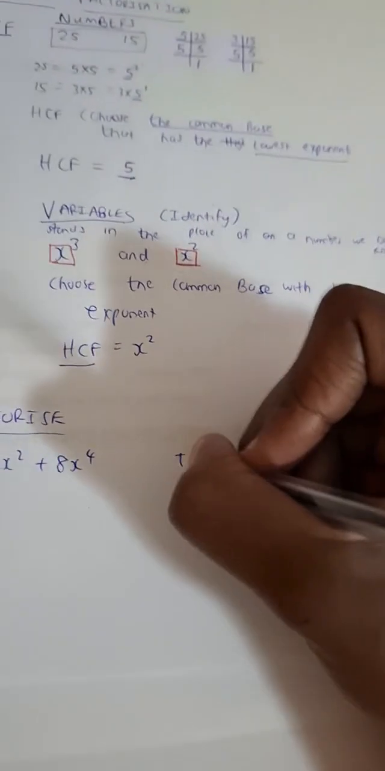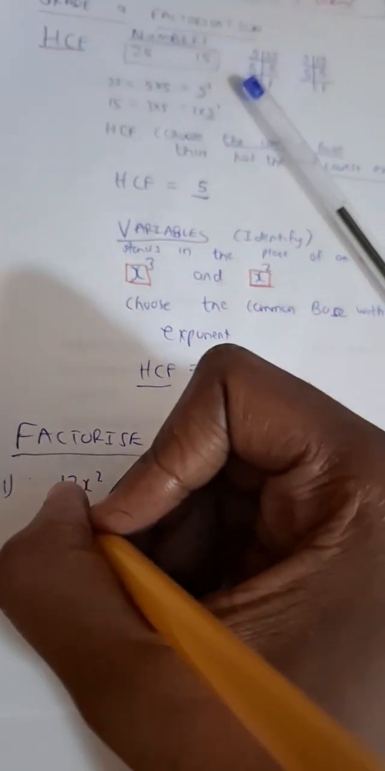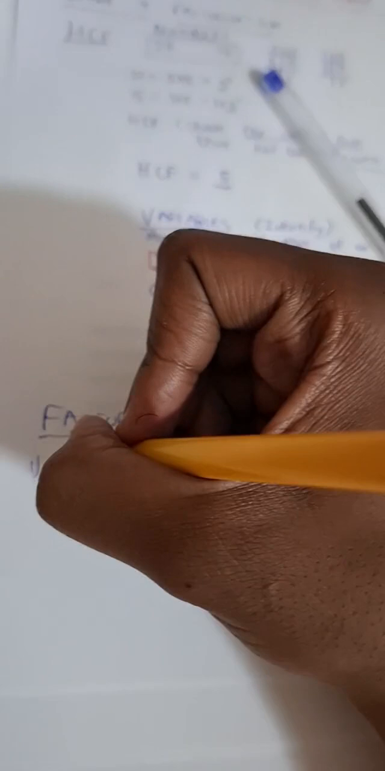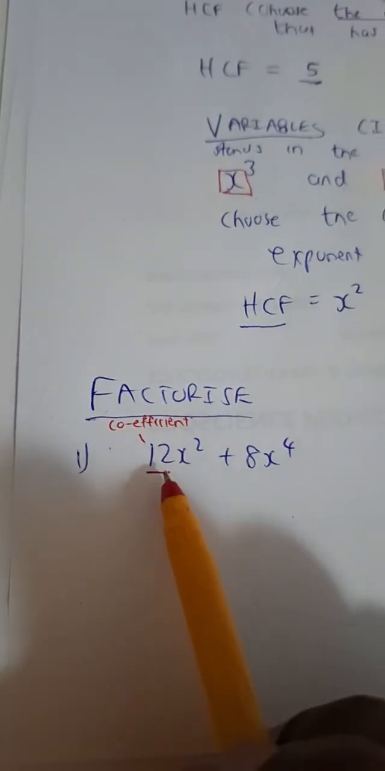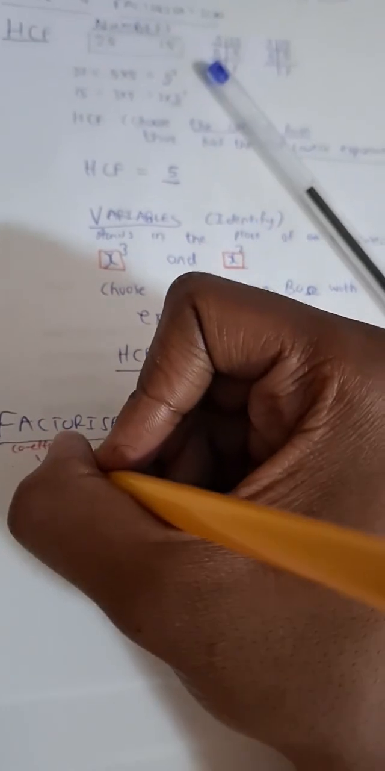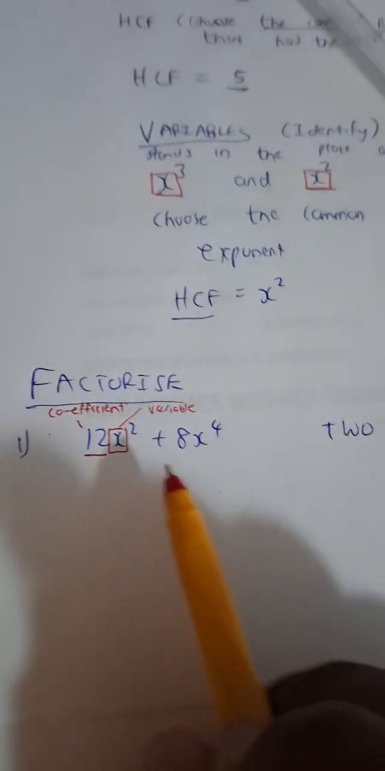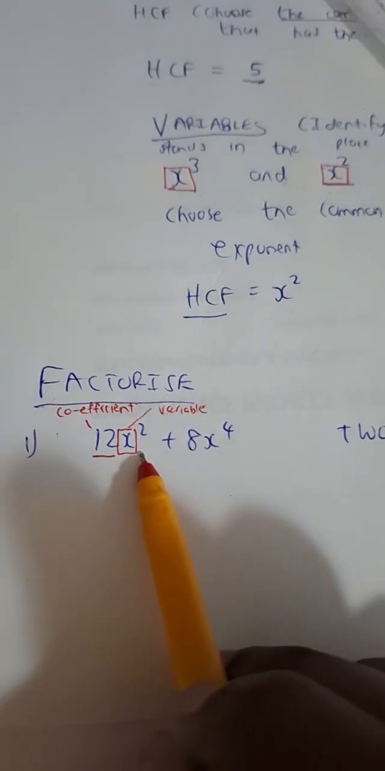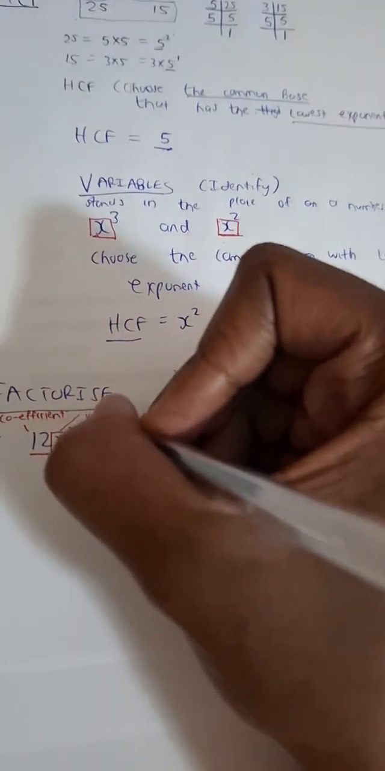So what we have here is we have two terms, okay? All right, so here we have 12, and this 12, we call this 12 a coefficient, okay? Coefficient is the number that stands before a variable. Okay, so now you can see the other terms. X is what we call a variable because it's a letter of the alphabet. It stands in the place of something we don't know. And then this 2 is what we refer to as an exponent.